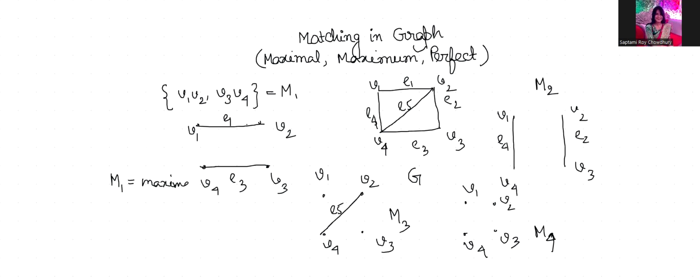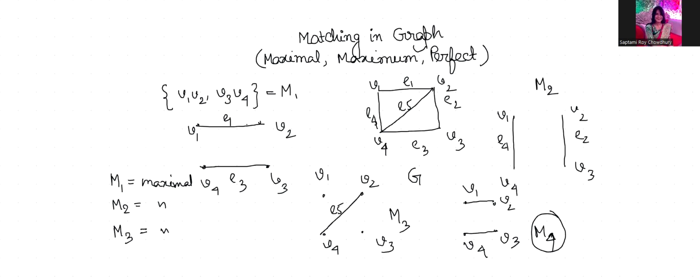Again, M2, if we connect this edge, again it will violate your matching property. So M2 is also a maximal matching. Now go for M3. If we add any one of the edges, then this also violates the matching property. So this is also a maximal matching. Now go for M4. We can add this edge. This does not violate your matching property. We can also add this edge. This also does not violate your matching property. That means M4 is not a maximal matching. This is a matching, but it is not a maximal matching.